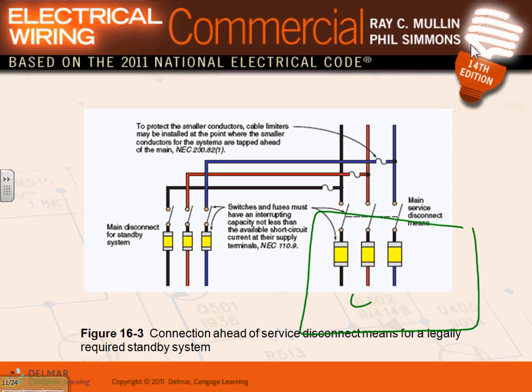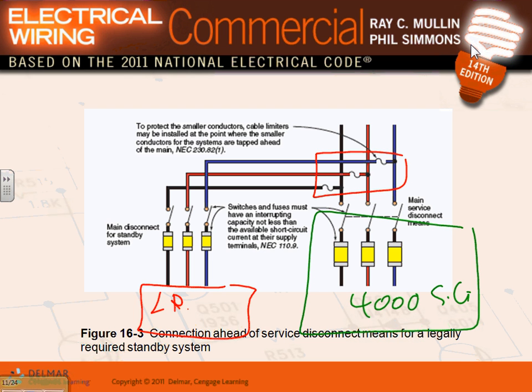This is my 4,000 amp switch gear, right? I can come ahead of the switch gear. Can you guys see where they came from here? And I feed my legally required panel, the legally required panel that's going to feed legally required systems. I can feed it from the line side.